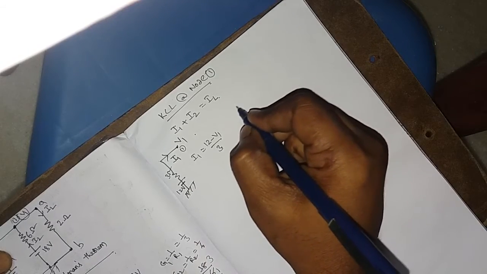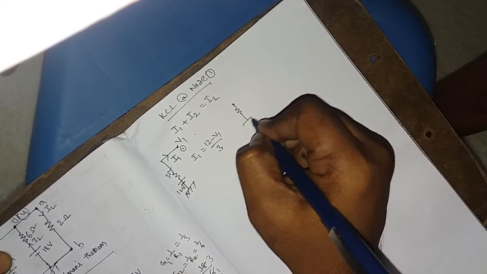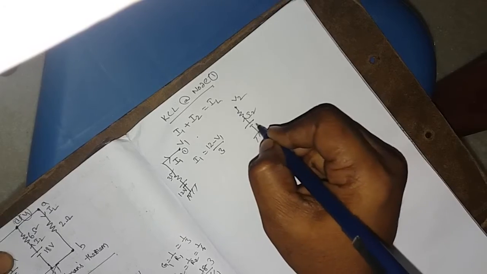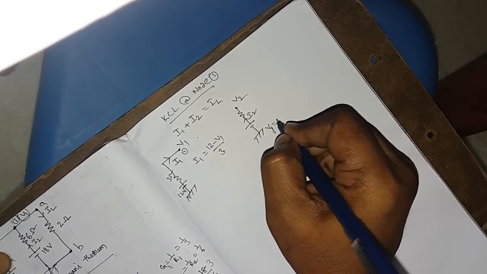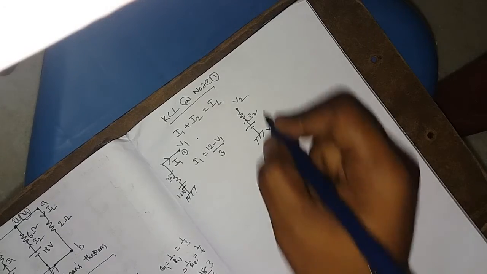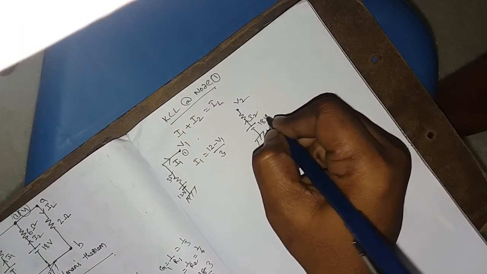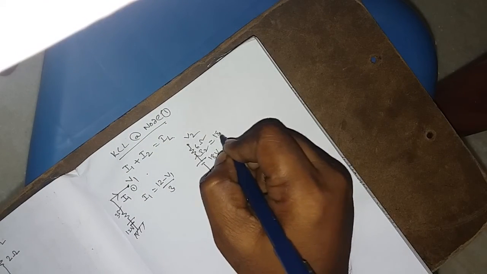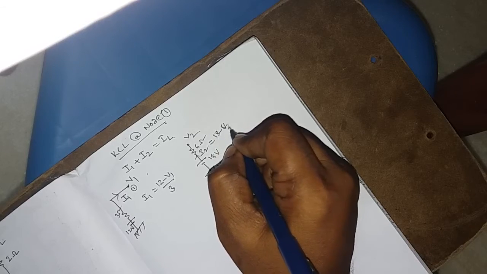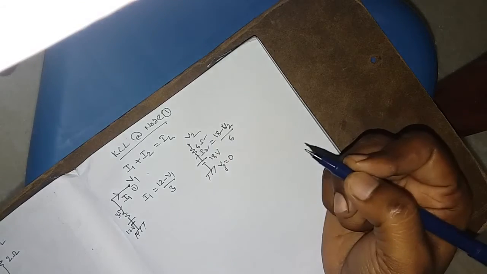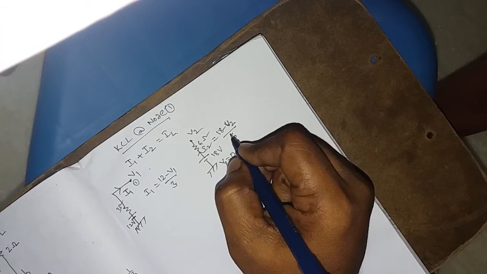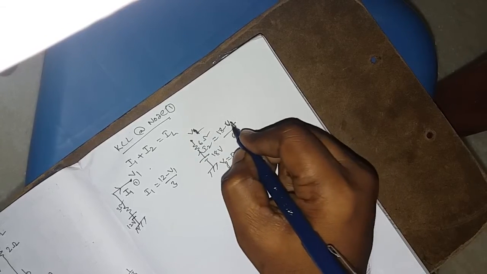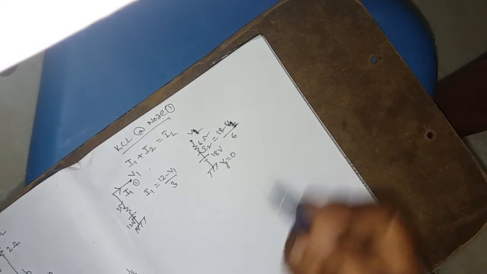Similarly, I2 is like this. Node voltage is V2, and here this voltage is ground, that is ground voltage is 0. Here it is 18 volts, 6 ohms. So hence I2 is equal to (18 minus V2) by 6. Not V2, this is V1 only, because it is the same node, a single node.